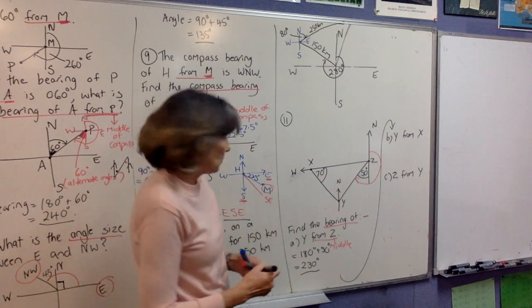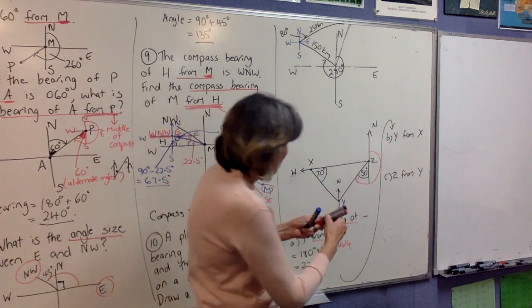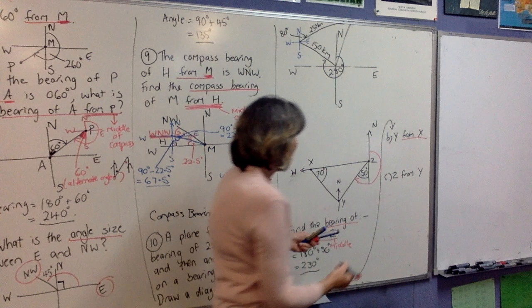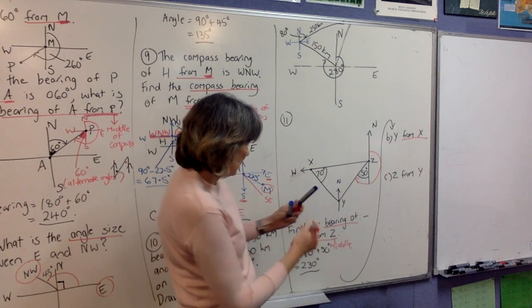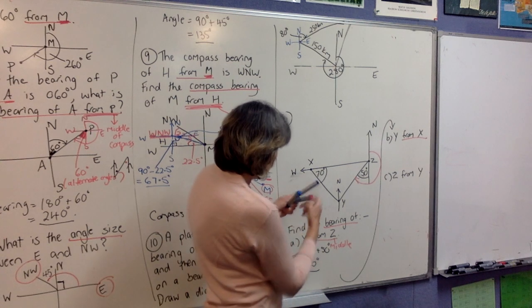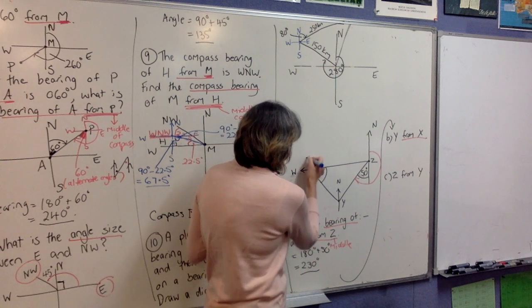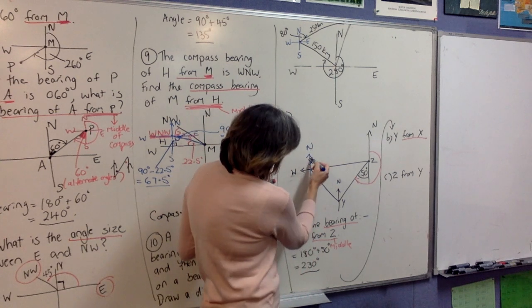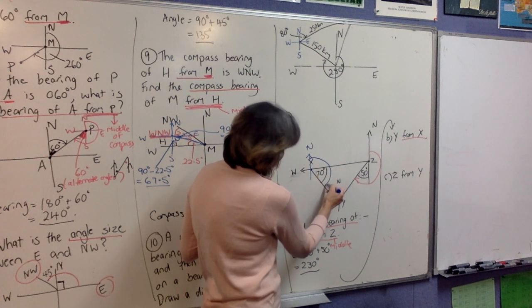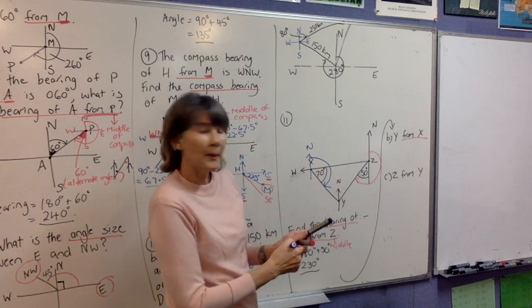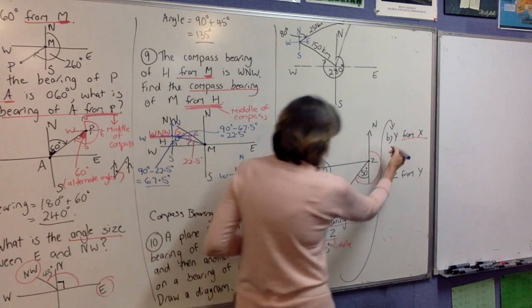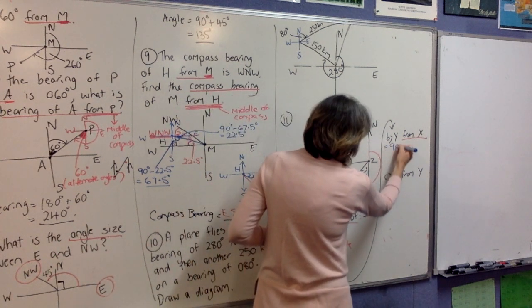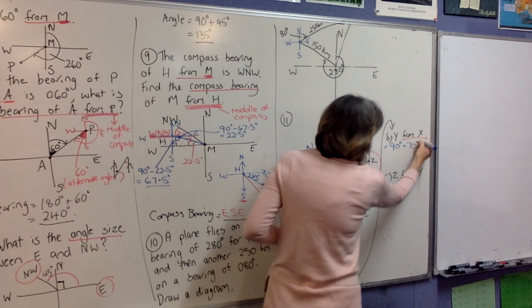Okay, let's look at the next one. It's Y from X. X has to be in the middle of the compass. We're looking at Y, which is down here. Now if we draw the rest of this compass in here, just so we can see what we're doing, we're going from north clockwise till we hit the line that goes to Y. What bearing have we gone through? 90 plus 70, which is 160 degrees.